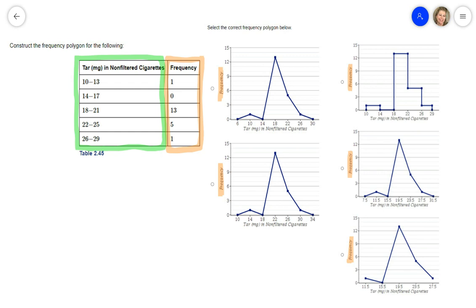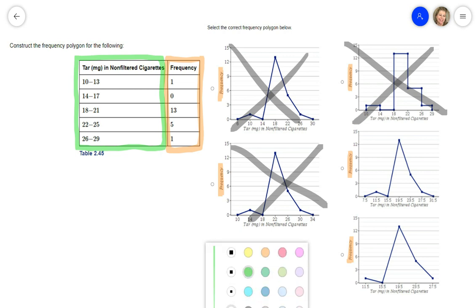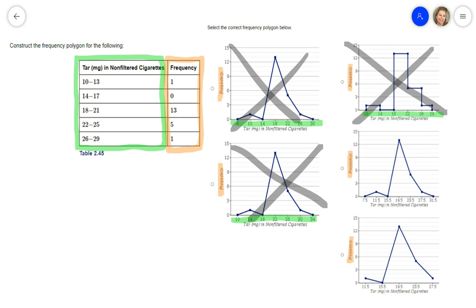Now, when you are doing a frequency polygon, and this is where process of elimination is going to help me, I already know that, I'll use dark gray, that this one can't be my answer, and this one can't be my answer, and that one can't be my answer. The reason I know this is because when I look at how they've labeled the x-axis here, you have to have midpoints in order to do a frequency polygon.